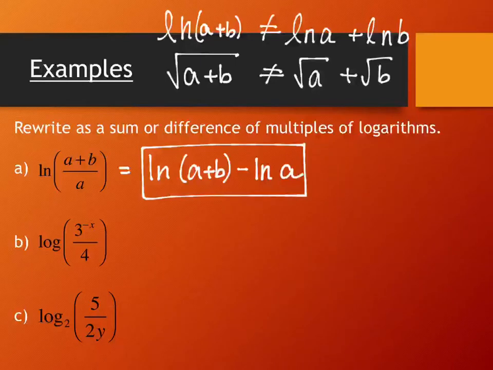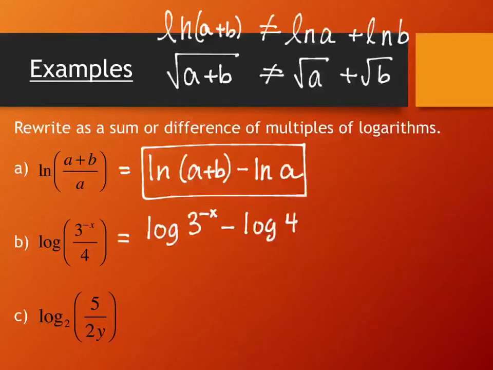Okay, on part B, we again have division. So we will still again be able to do this with subtraction. So this time it's log. It's base 10, but you don't have to write it because they didn't either, right? Log of 3 to the negative x, and then it's divided by, so it's subtraction, the log of 4. Okay, is everybody okay with that step?